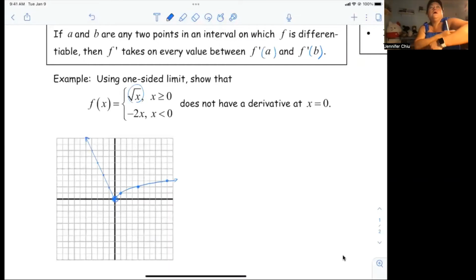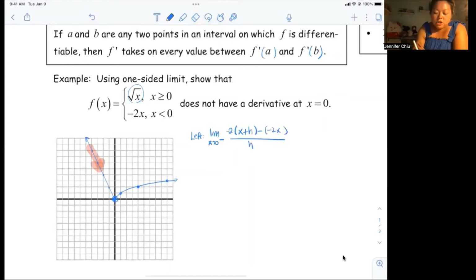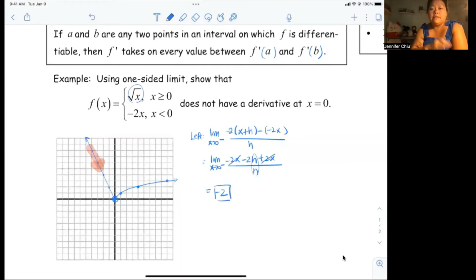So we are going to go ahead and look at the left side first, coming from the left. We'll look at the derivative from the left side first. So we say the limit as h approaches 0 from the left side of negative 2 times x plus h, minus the function negative 2x, all over h. We work it out to be negative 2x minus 2h plus 2x, all over h. These two cancel out, and the h's reduce out. My left side derivative is negative 2. So the derivative on the left side is negative 2.